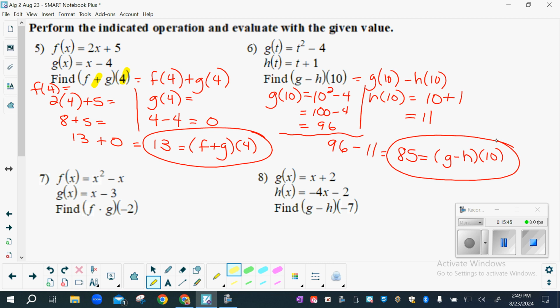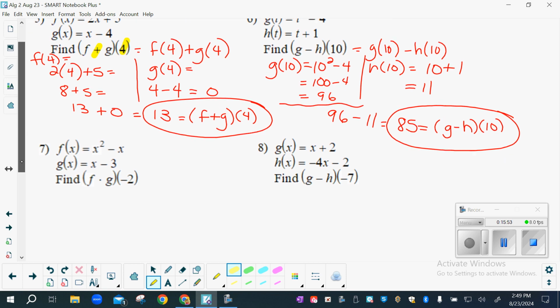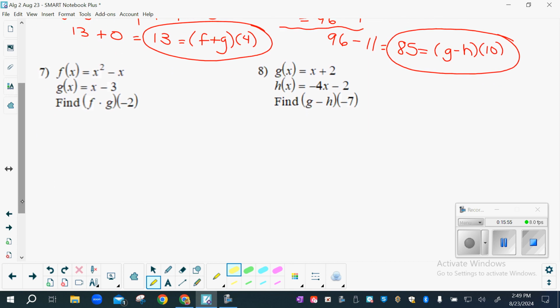Okay, number 7. Am I going too fast? Okay. So number 7, what operation are we doing on number 7? Multiplication. So we have f of negative 2 times g of negative 2. So let's find f of negative 2 first.